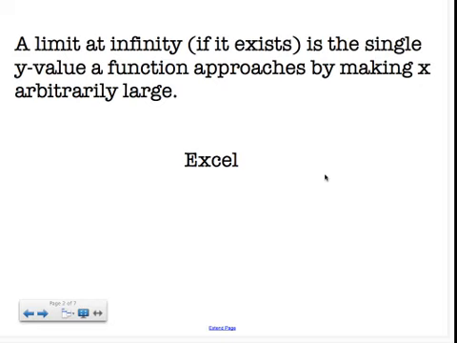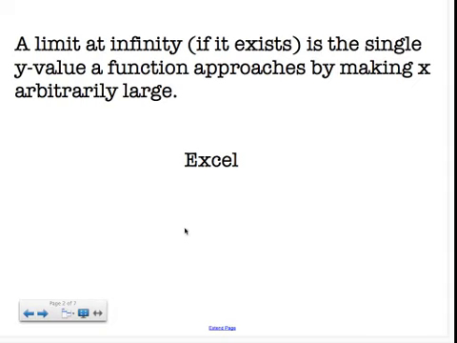Loosely speaking, a limit at infinity, if it exists, is the single y value a function approaches by making x arbitrarily large. So in other words, the larger I make x, what number do I appear to be getting closer and closer to as I make x big?